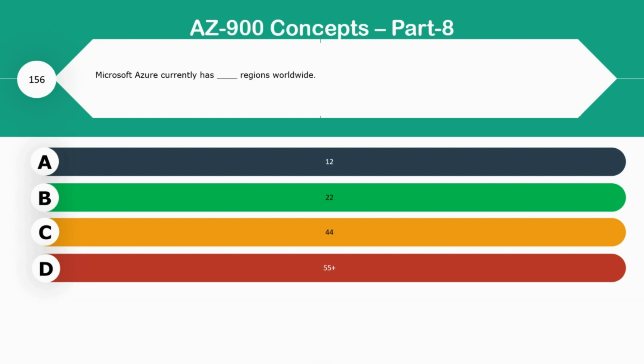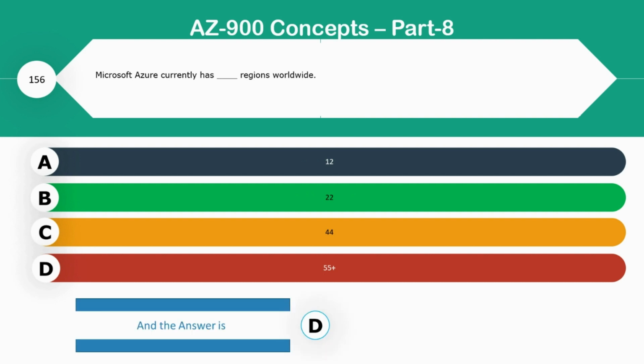Next is, Microsoft Azure currently has dash many regions worldwide. We have options like 12, 22, 44 and 55 plus. As of now, there are close to 60 plus Azure regions available, most of which are managed by Microsoft directly, and so option D is the correct answer.